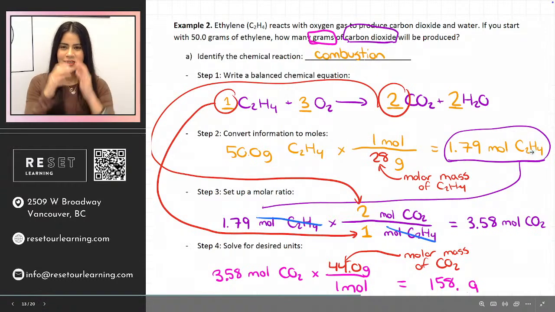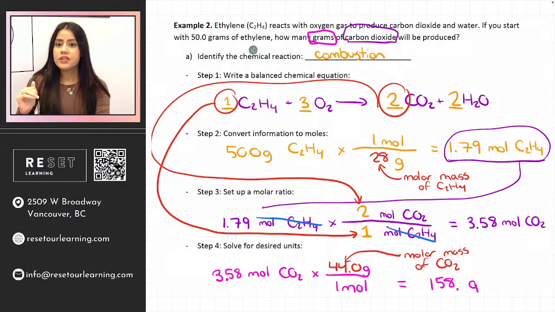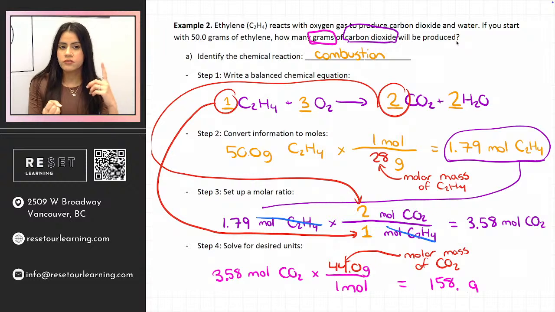Okay, more practice. So ethylene, which is C2H4, reacts with oxygen to produce carbon dioxide and water. Anytime you see that you've been given reactants and you've also been given your products, that's an indication you have to start with a balanced chemical equation. If you start with 50 grams of ethylene, how many grams of carbon dioxide will be produced? This is a combustion reaction. The reason for that is because your products are carbon dioxide and water. This comes under the type of chemical reaction, so it is a combustion reaction.